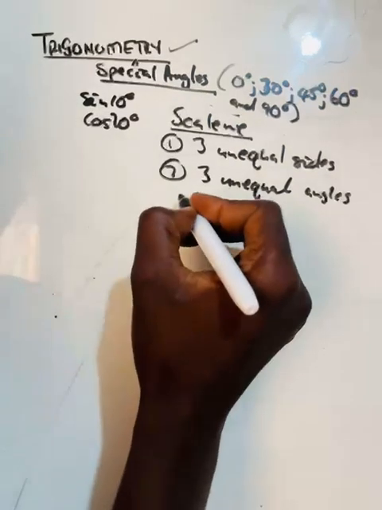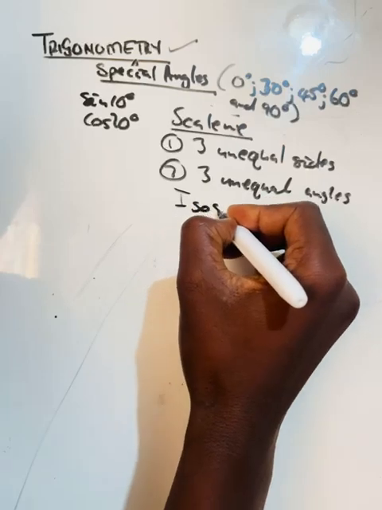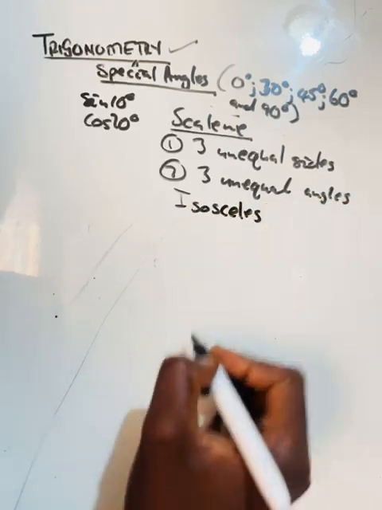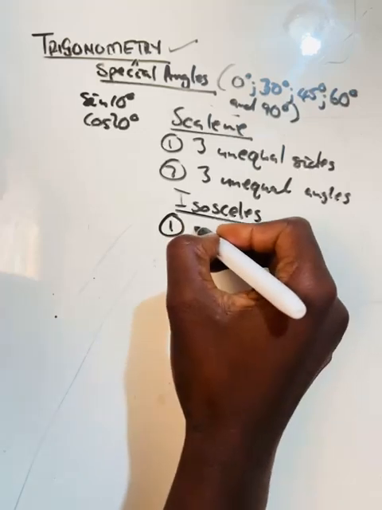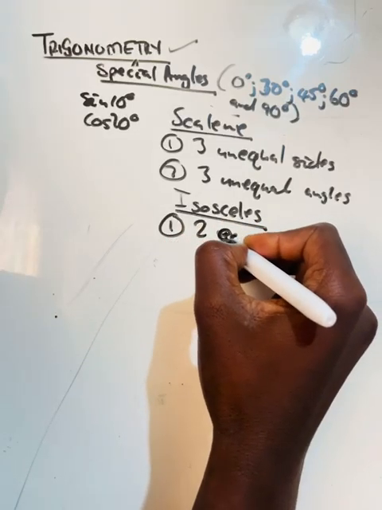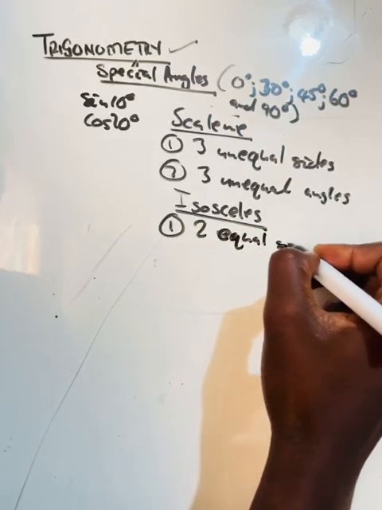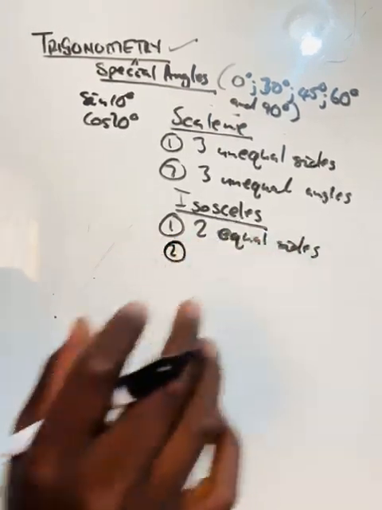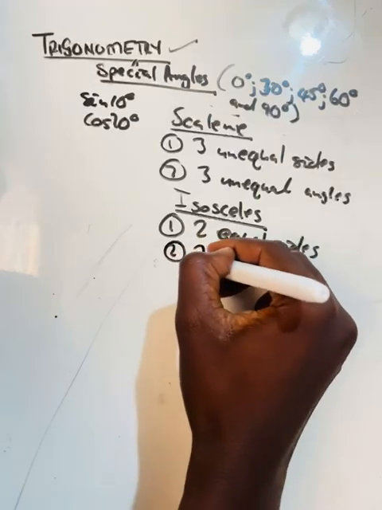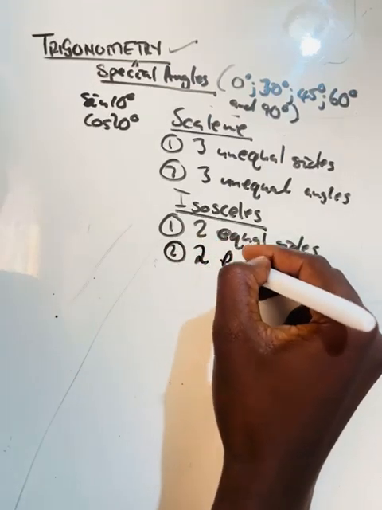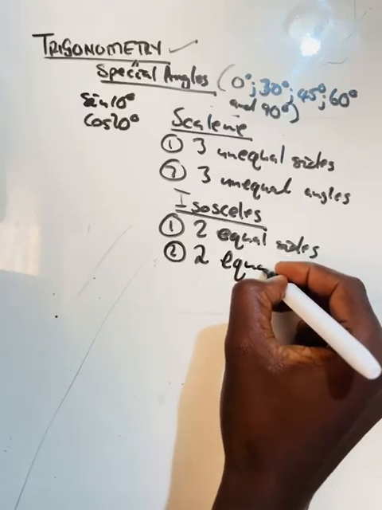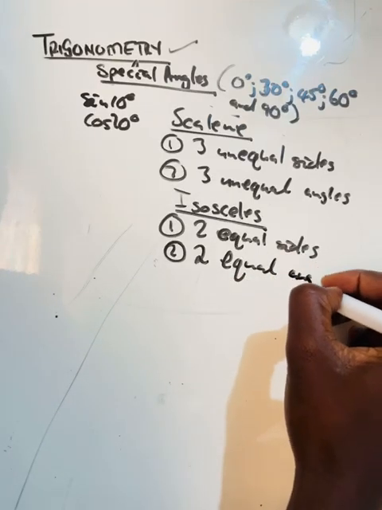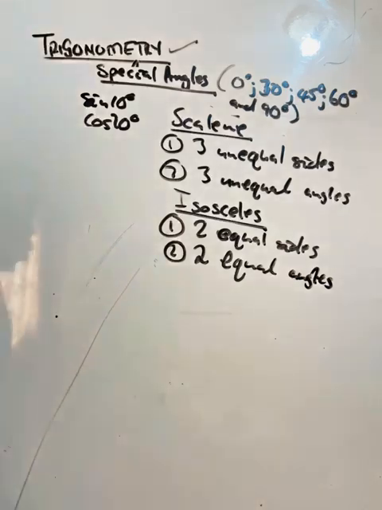And if we go to an isosceles, it is now different. How is it different? An isosceles has 2 equal sides, and the moment a triangle has 2 equal sides, it means that the interior angles which are opposite each other are equal. So it has 2 equal sides and 2 equal angles. So this is what we're going to use to memorize today's work.